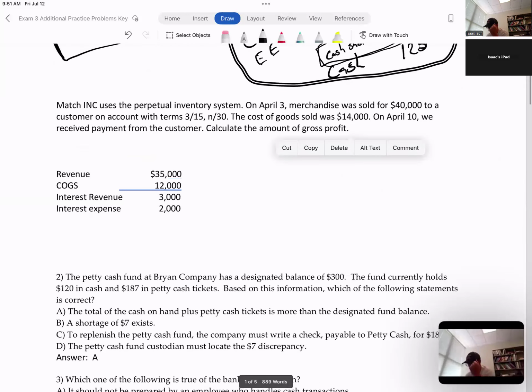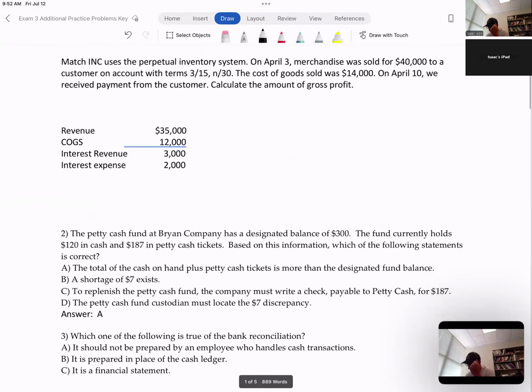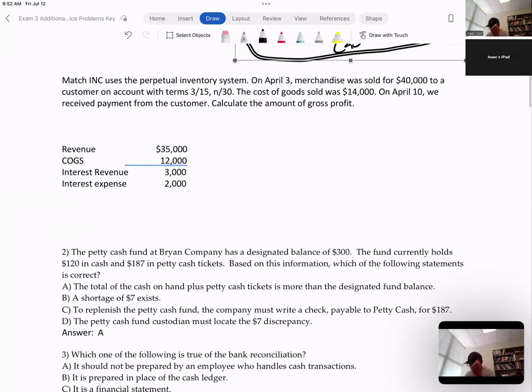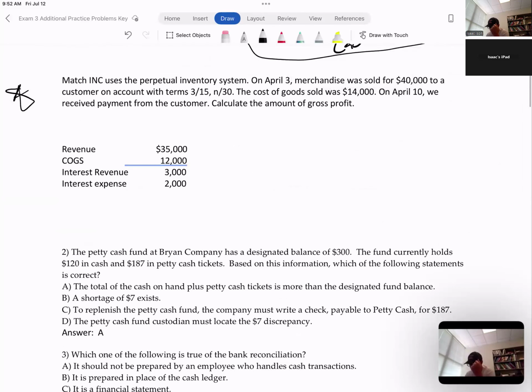Okay, next one. So there's two problems here. There's one here, and then there's one here. These aren't in your practice problem set, but I just wanted to show you.